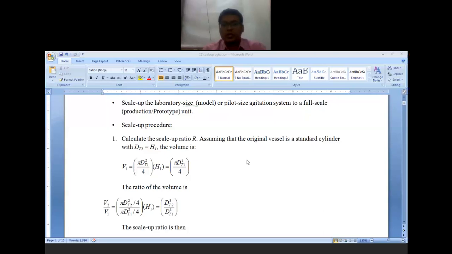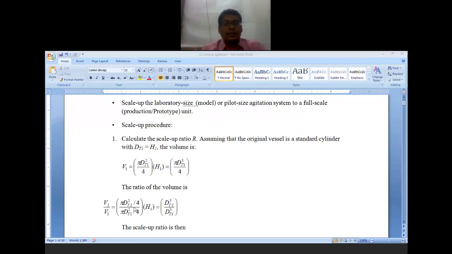That is, assuming the original vessel is a standard cylinder, the tank diameter is equal to the liquid height. So volume is equal to pi by 4 into d square into h. But as dt1 is equal to h1, this equation simplifies to pi by 4 into dt1 cube. The ratio of the volumes: V1 is the volume for the laboratory scale and V2 is the volume for the actual scale, or the full scale, or the prototype or the production type.